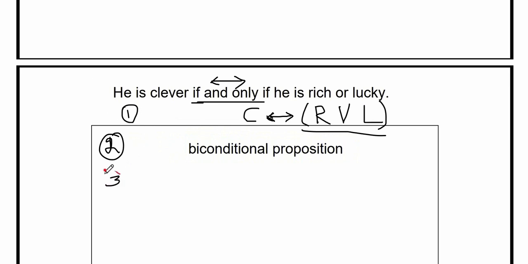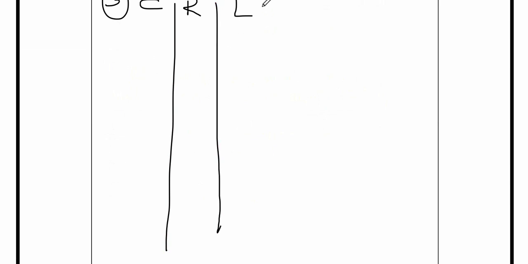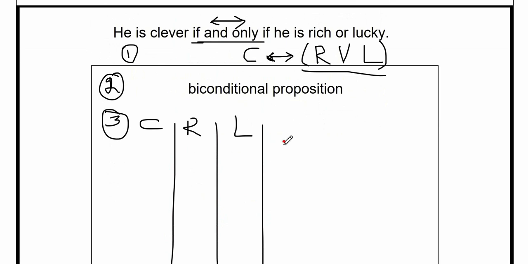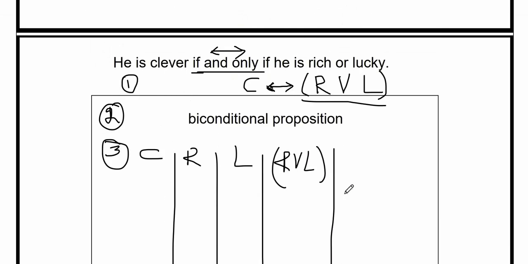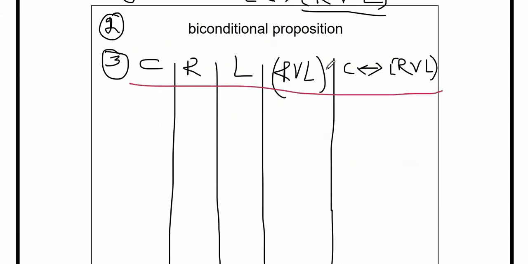Alright, third is the truth table. Once again, we have three constants, C, R and L. Then we will have R disjunction L also, one column of that also. And then we'll have the entire bidirectional, with R or L. This way we'll create our truth table.